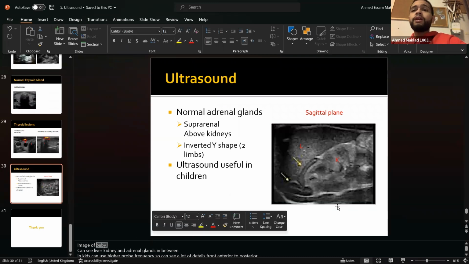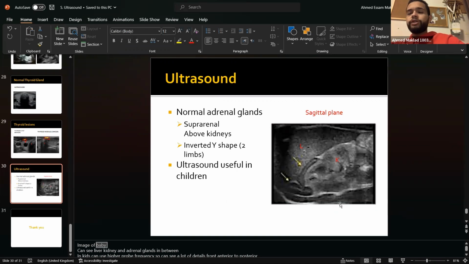Wait, where's the baby? I have no idea where's the baby. But like, look, this is the liver, guys. This is the liver. So you can see that this is the kidney, and this is the liver right here, because the liver and the kidney sit on top of each other. And you can see that this is the adrenal gland. This thing right here is the adrenal gland.